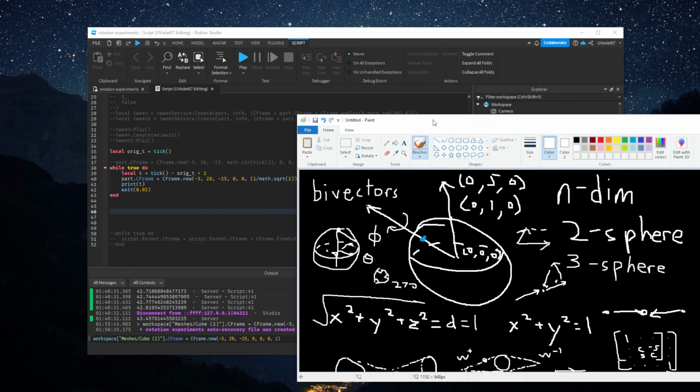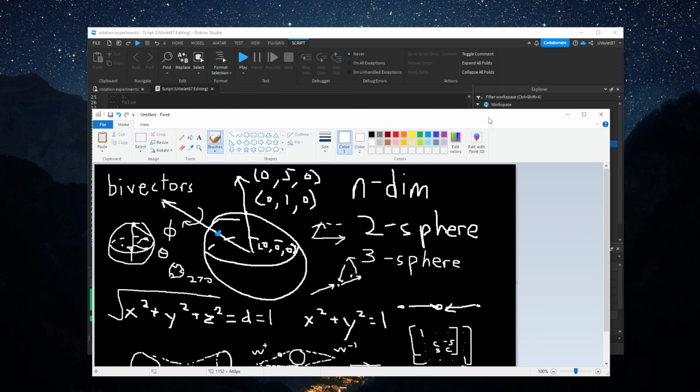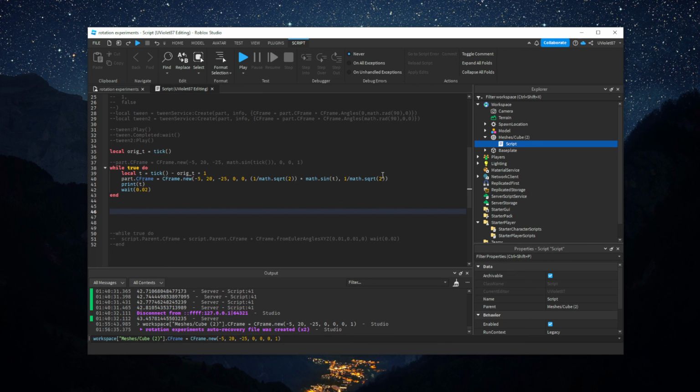Okay, so quaternions, they're normalized. So the CFrame.new, you give it an x, a y, a z. That's just a position. And you can give it the 4 parameters for a quaternion. It goes x, y, z, w. The w one is a special one. It corresponds to the scalar component of the quaternion. And x, y, and z.